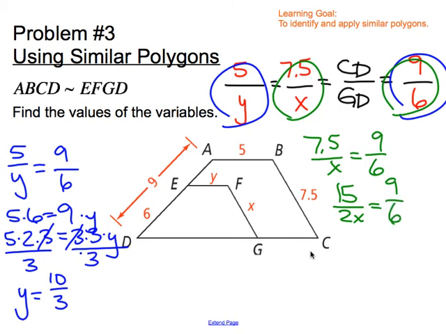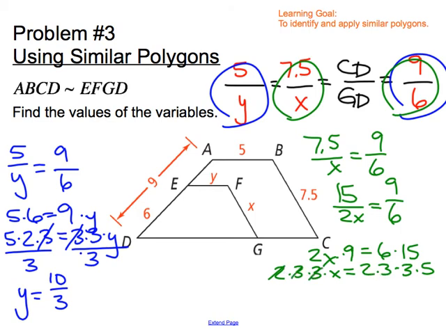Using the cross products property, we get 2 times x times 9 equals 6 times 15. So let's do prime factorization of both sides. We get 2 times 3 times 3 times x equals 2 times 3, which is 6, times 3 times 5, which is 15. Here we can see the 2's and the 2 3's cancel each other out, and we get x equals 5. So we found the value of the variables x and y. X equals 5, and y equals 10 over 3.